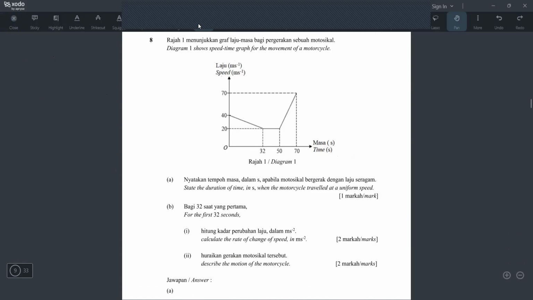So we can continue. Okay, number 8. This is graph of motion. Form 4, chapter 7 or chapter 6. I'm not too clear, but I know this chapter. This is graph of motion.